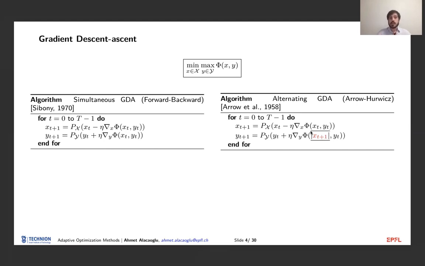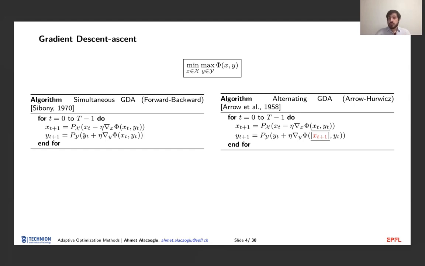There are two ways to do this. The first one is the simultaneous way, which is also called the forward-backward method. In simultaneous GDA, for both primal and dual updates, we use the same information. At iteration t, we have our iterates xt and yt, and for both updates, xt plus 1 and yt plus 1, we use the same iterates. We use xt and yt to do the update for x, and we do the same for y, and they happen at the same time.